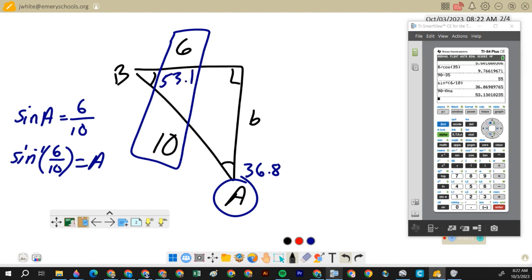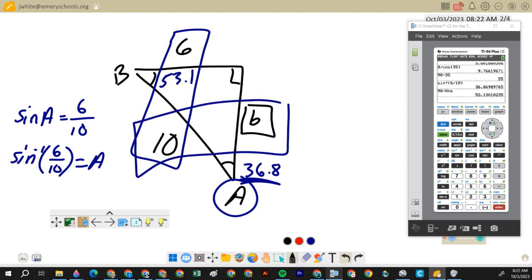Okay. How do we find side B? We have a lot of options. I could use the Pythagorean theorem. I could use angle A and do the cosine. I could use angle A and do the tangent. Lots and lots of options. You guys seem to prefer the Pythagorean theorem.